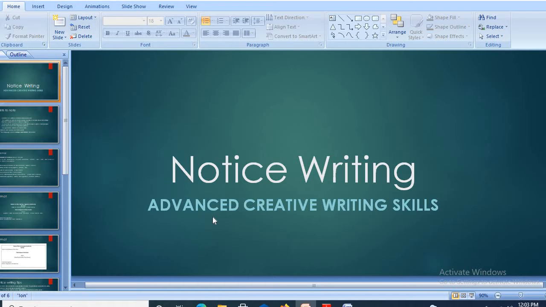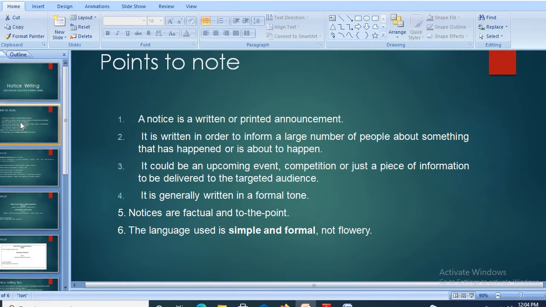See, it is written notice writing, then it is written advanced creative writing skills. So I will be discussing this. Now I am moving on to the second slide. See, it is written points to note. There are some important points that we have to note.